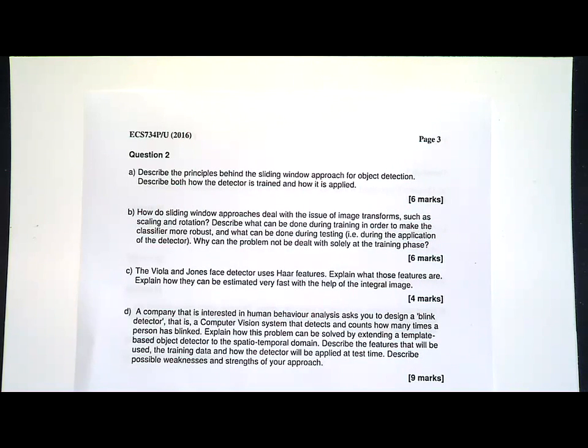Describe what can be done during training in order to make the classifier more robust and what can be done during testing. Why can the problem not be dealt with solely at the training phase? We discussed that, right? We said that you can train with augmentation of the data set so that you make it robust to small scaling and translations. But you cannot do that exhaustively. You cannot have a bounding box and then scale it such that you focus only on a very, very small part, because you will not have enough descriptive power in the representation that you end up with. So you have to do something like applying the detector at different scales during testing. Okay, you cannot get away with that.